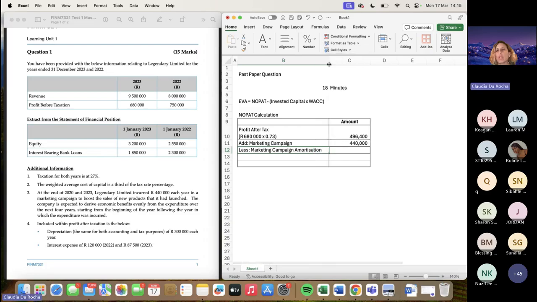And we just call it amortization because it's seen as an intangible asset in essence. When you work with intangible assets, you call it amortization. When you work with fixed assets, we call it depreciation. Okay, and how do we calculate that?